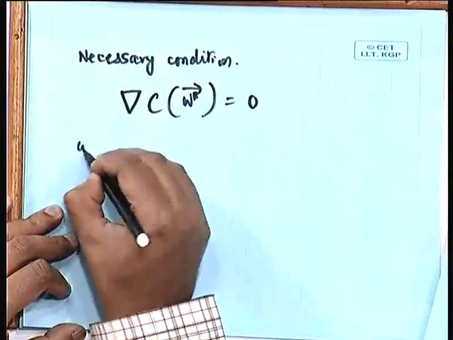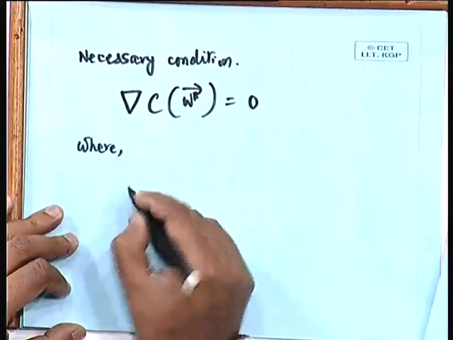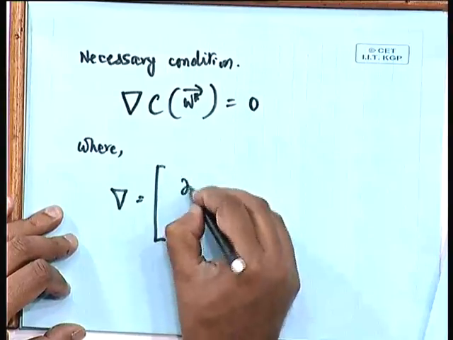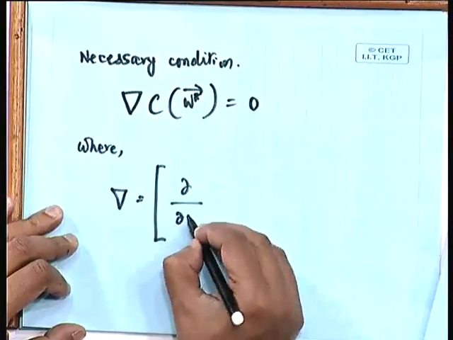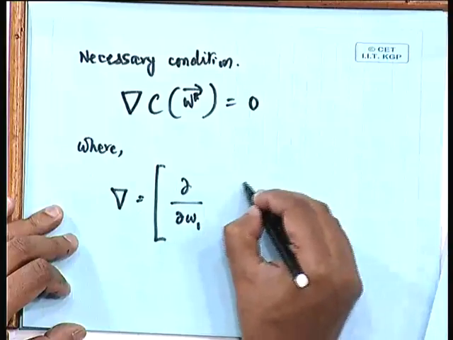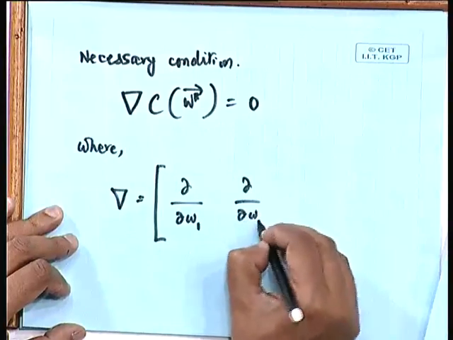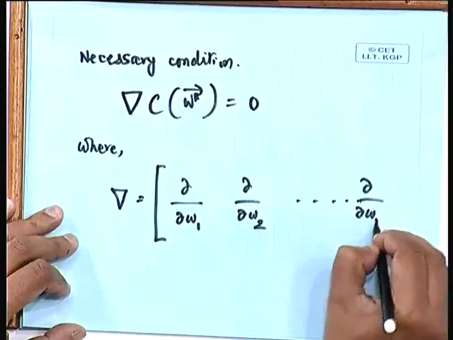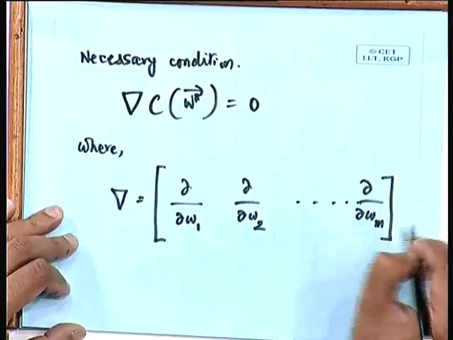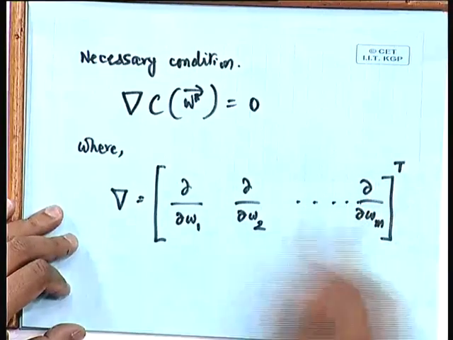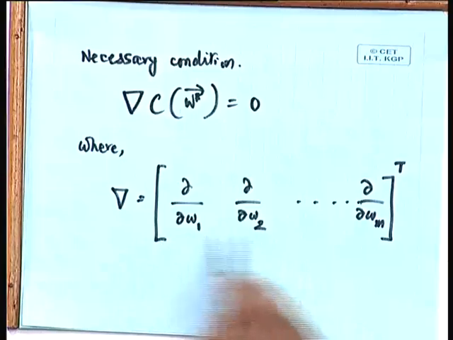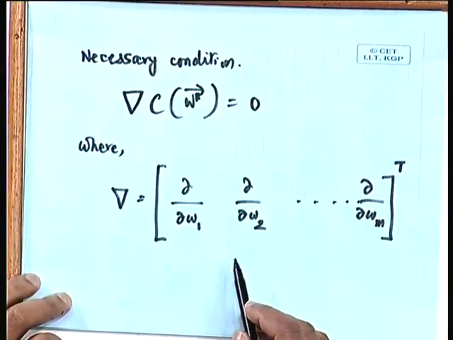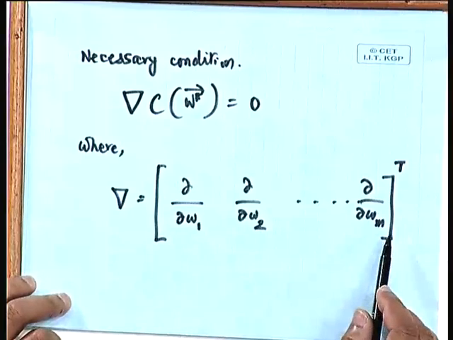Where, what is the gradient operator? The gradient operator will be defined as del del W1, del del W2 up to del del Wm, where we are considering an m dimensional vector, and because we are writing it as a row vector, now we just indicate it with a transpose. So, this is the gradient operator.